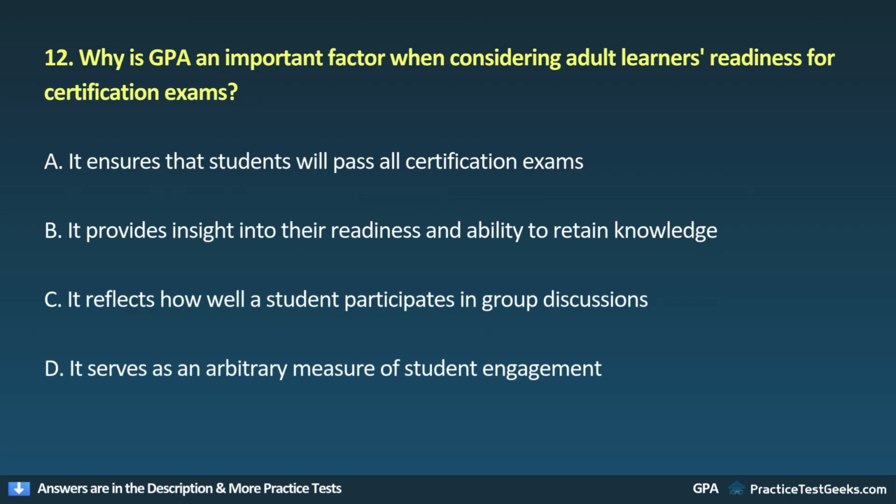12. Why is GPA an important factor when considering adult learners' readiness for certification exams? A. It ensures that students will pass all certification exams. B. It provides insight into their readiness and ability to retain knowledge. C. It reflects how well a student participates in group discussions. D. It serves as an arbitrary measure of student engagement.